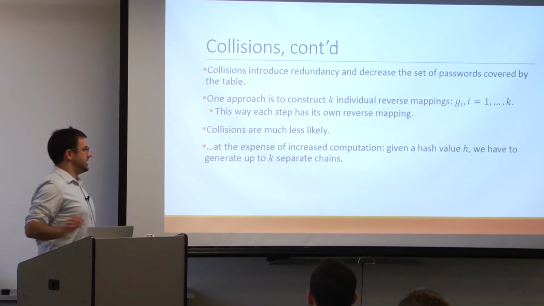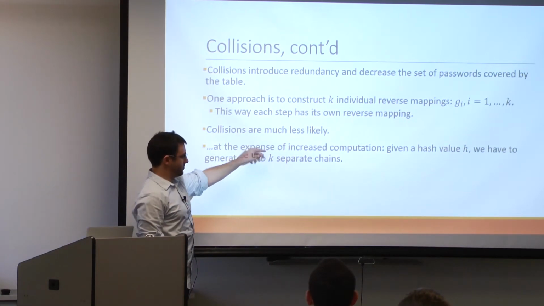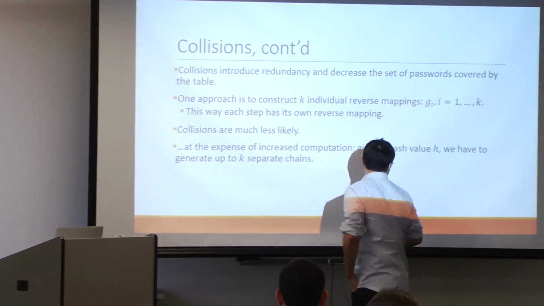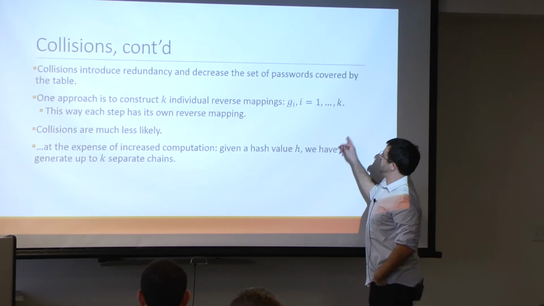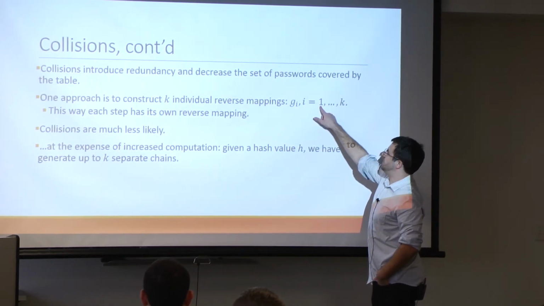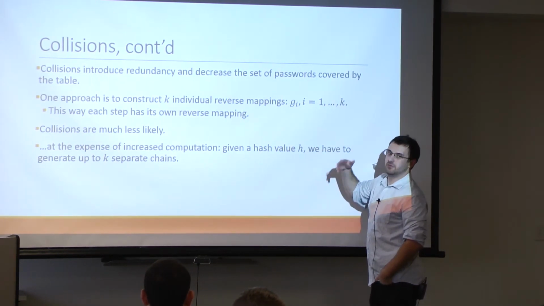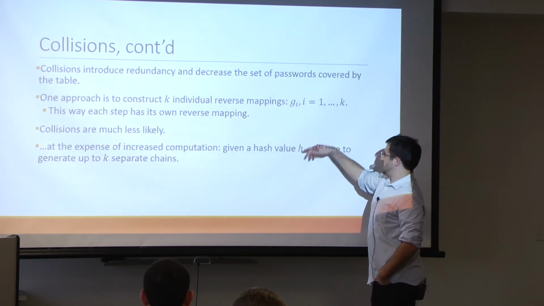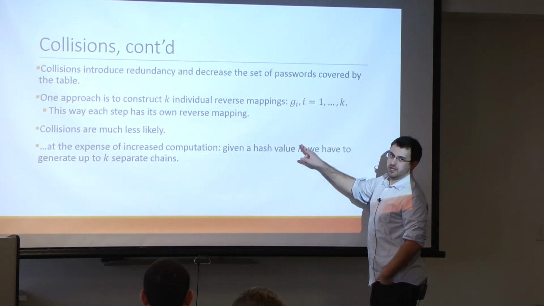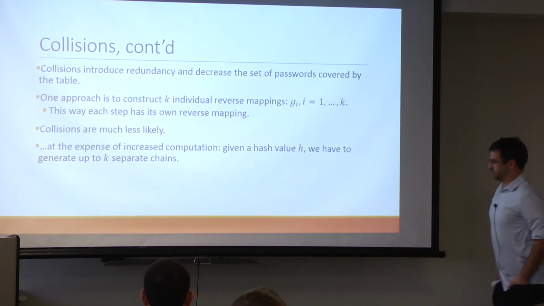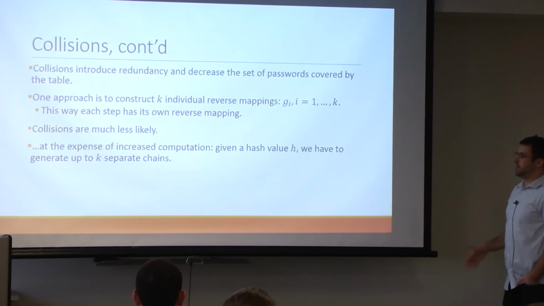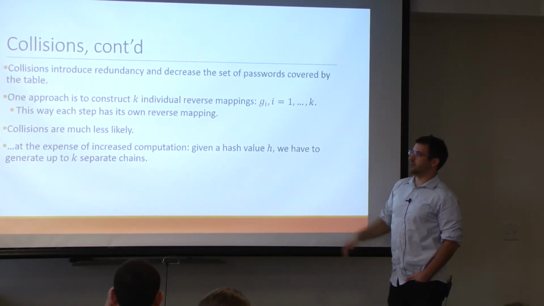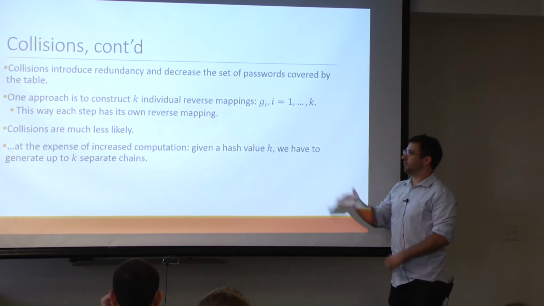Now the trade-off is that you have increased computation, because when you calculate the chain, you have to do it k times. When you have a hashed value h, you have to see, okay, what if it's the first hash value in the chain, and then you start with G1, do G2, and so forth, potentially up to k. And okay, what if it's the second value in the chain, then you have to start with G2 on it. And so you'll have k plus k minus 1 and so forth. So you have to do more computations, but you have less redundancy, almost no collisions, and so overall it's more effective.